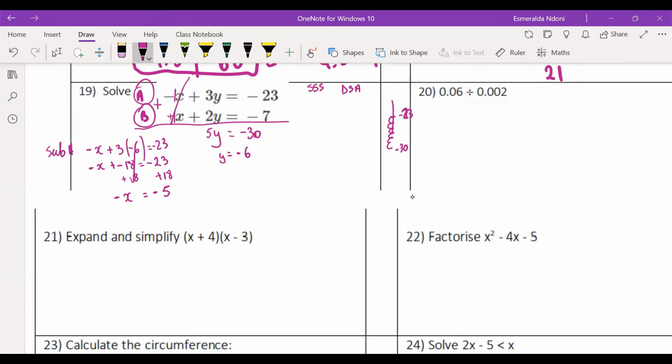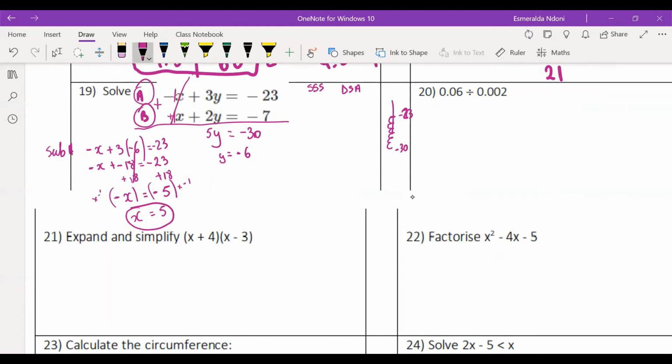Now it's not asking you to find the negative x, it's asking you to find the x. So if you multiply both of these sides by negative 1, we end up with x equals to 5, because negative 1 times negative x gives me x, and negative 5 times negative 1 gives me a positive 5.